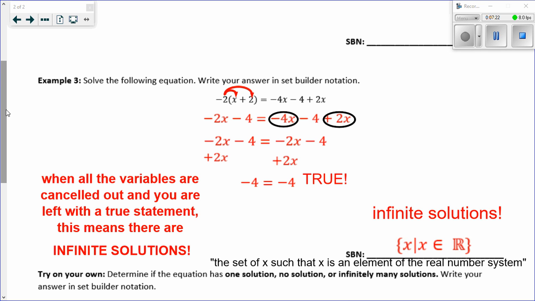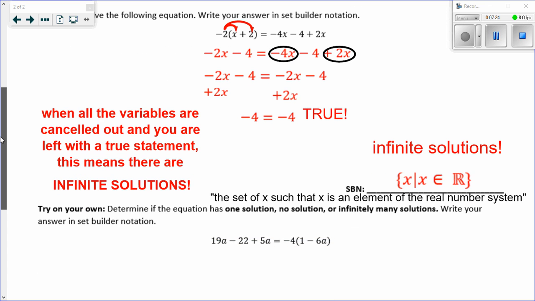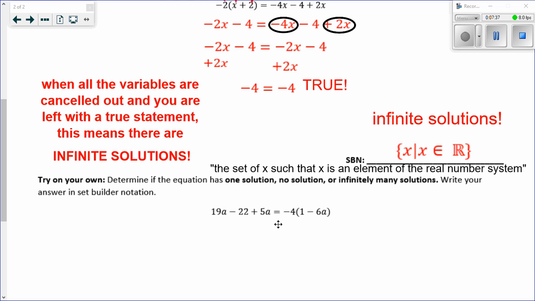Okay? So now you guys are going to do this last one on your own, and you're going to determine if the equation has one solution, no solution, or infinite solutions. And then write your answer in set builder notation. Okay? This is how your test is going to be, where it's going to ask you, does it have one, none, or infinite solutions? And make sure you understand why it has one, no, or infinite solutions, because of how it comes out.